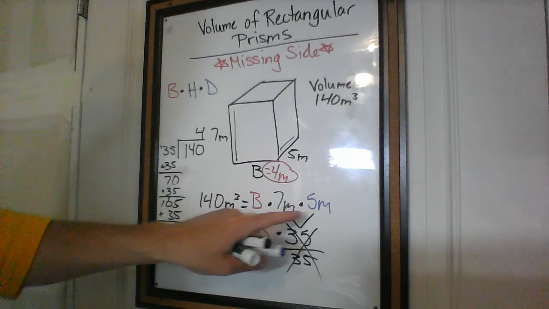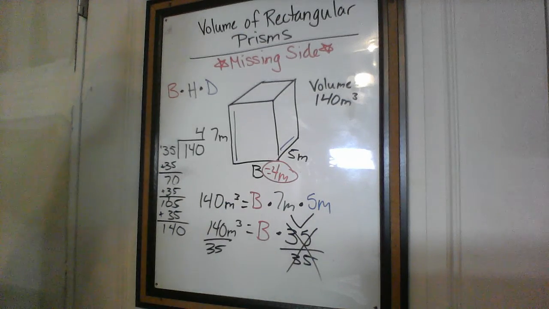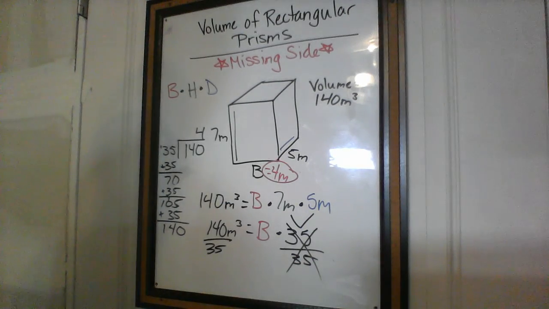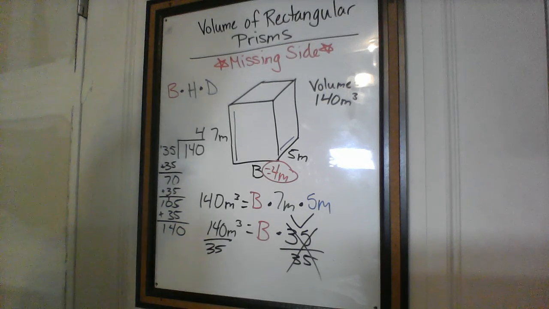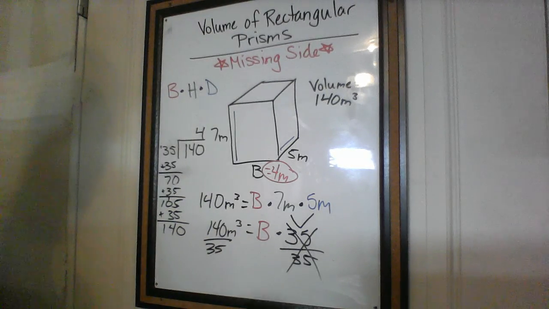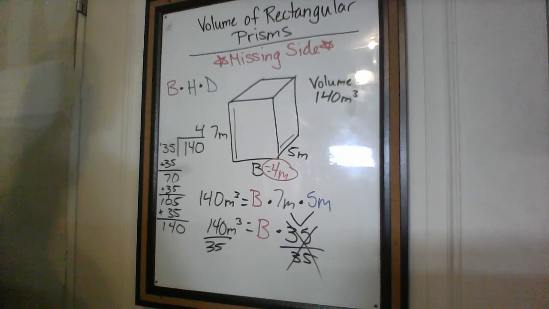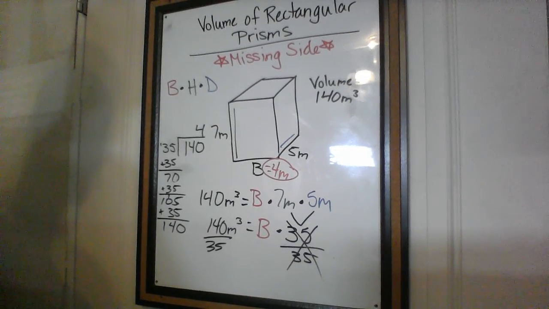Set up your problem. Okay, get all your numbers in there, multiply the two numbers that you have together, and then do your answer divided by whatever you get when you multiply those numbers together. There it is, volume of rectangular prism, but one of those sides is missing, and you need to figure out that missing side when the volume is given. Good luck.